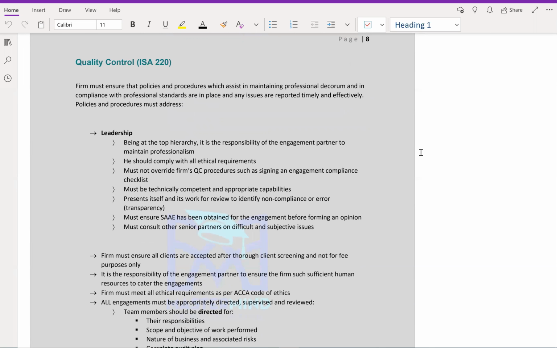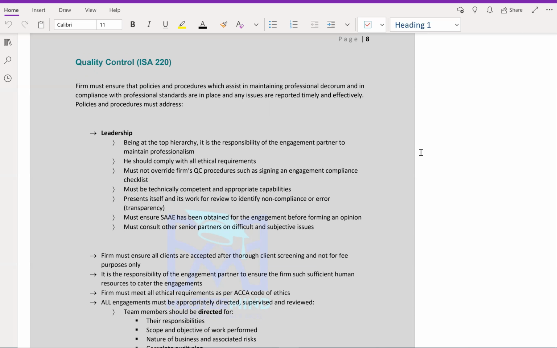Quality control. There's a standard on quality control, right? ISQC 1, and you have ISA 220 as well. Firm must ensure that policies, now quality control, remember that it's within the firm itself and on the engagement as well, right? During the engagement, quality control, and within the firm itself. So firm must ensure that policies and procedures which assist in maintaining professional decorum and in compliance with professional standards are in place, and any issues are reported timely and effectively.